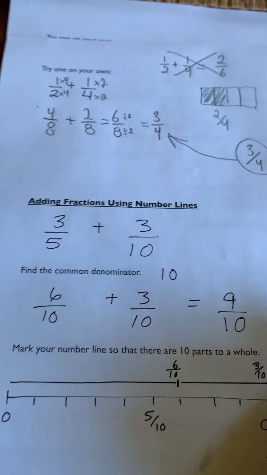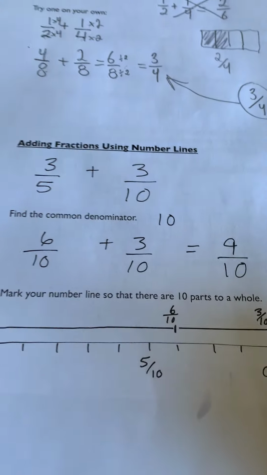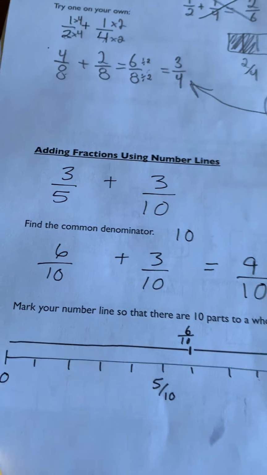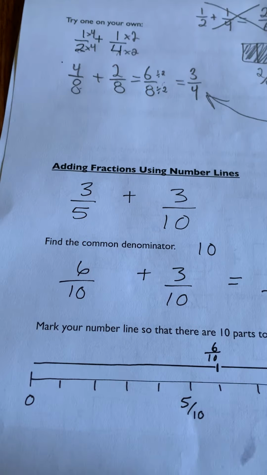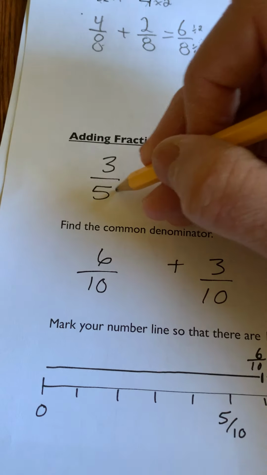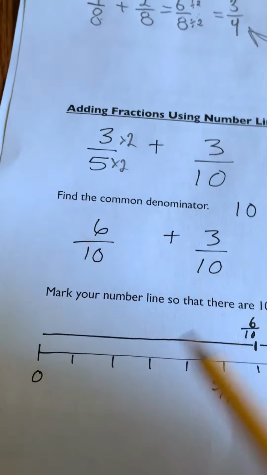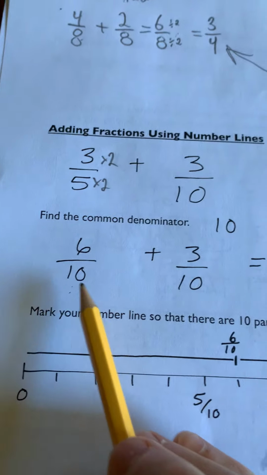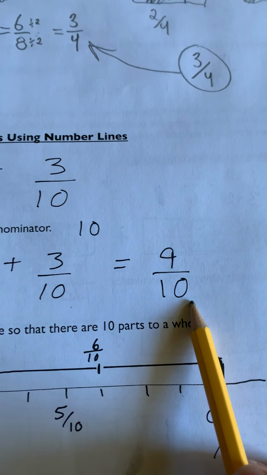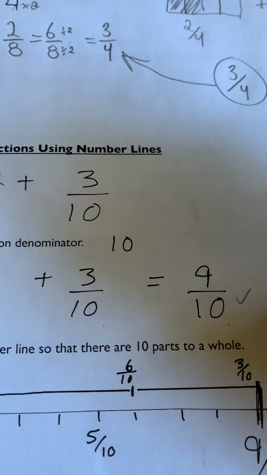Okay. Another way to do this with modeling today is number lines. So if you looked at this, we've got 3/5 and 3/10. Need to find a common denominator again. So strangely enough, if I multiply this by 2 and this by 2, I get 6/10. 6/10 plus my 3/10 gets me 9/10. Some of you are going to go, hey, wait a minute, we've already got the answer.